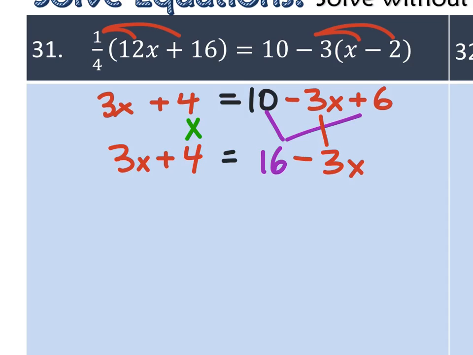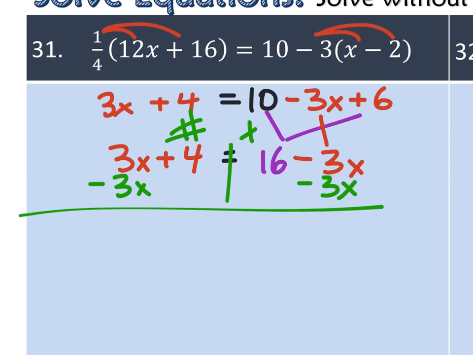Next up, again, I'm going to put the x's on the left, numbers on the right. Well, you know what, I'm going to switch it up just to show we can. What the heck. There's numbers on the left and then x's on the right. Now that 3x on the left is on the wrong side for me, so I'm going to zero it out. So subtract 3x from both sides.